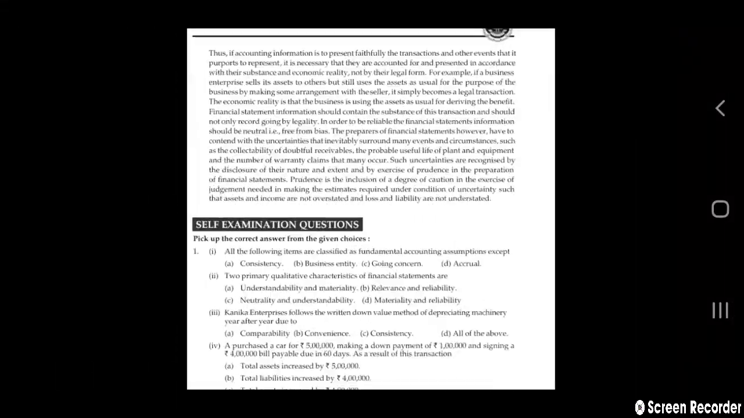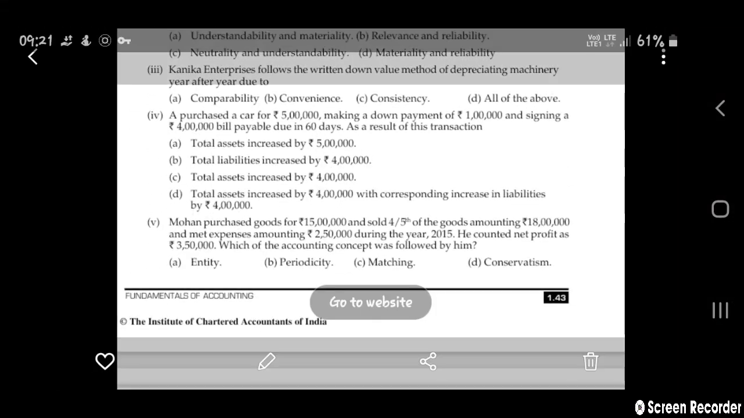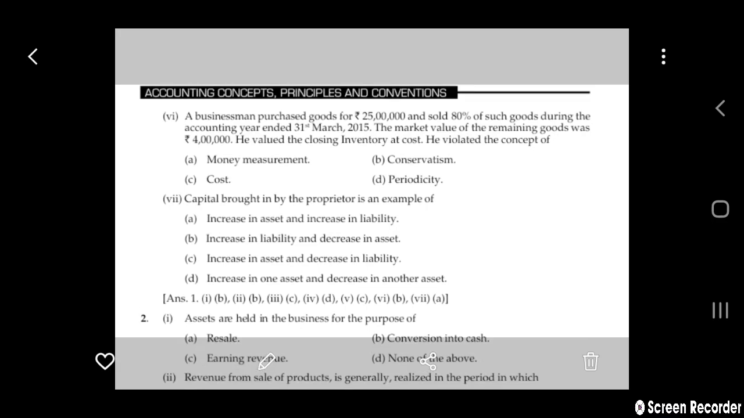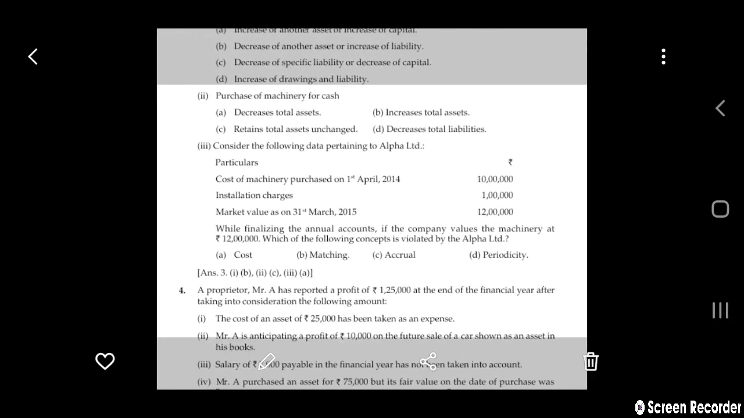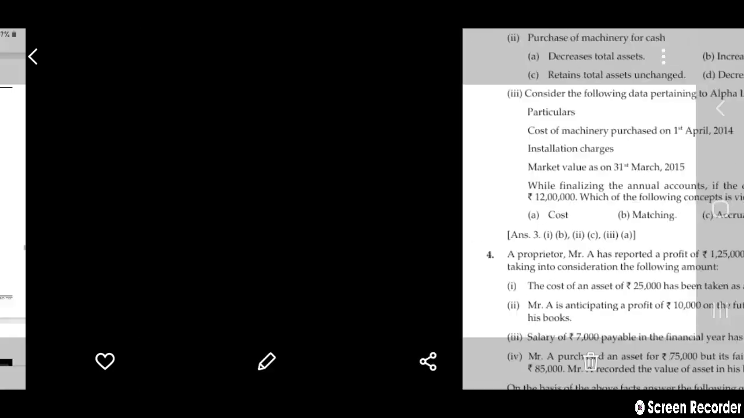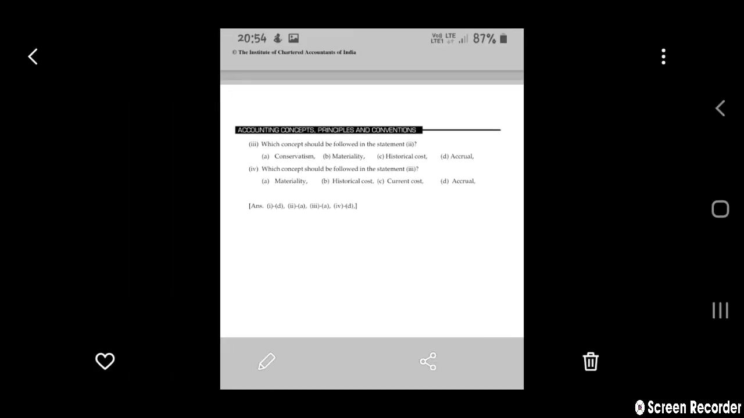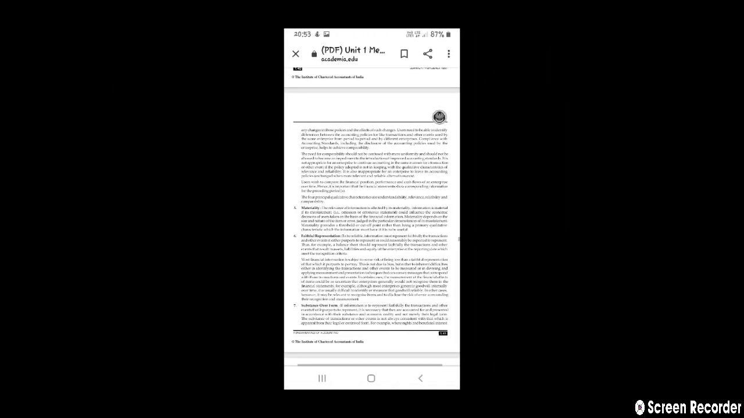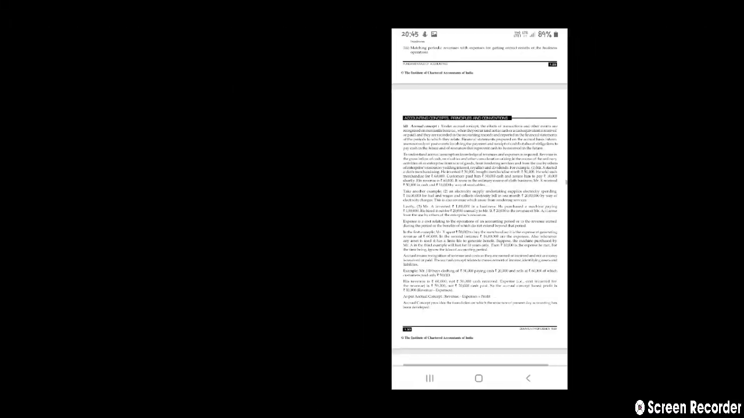The meaning of accounting concepts, principles, and conventions. Here you have some questions on this. See here also you have some more questions on accounting concepts, principles, and conventions. You can solve these questions. Okay, friends, I think you understand your chapter on accounting concepts, principles, and conventions.